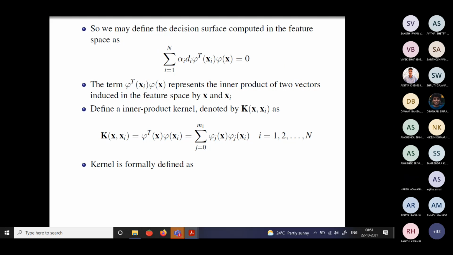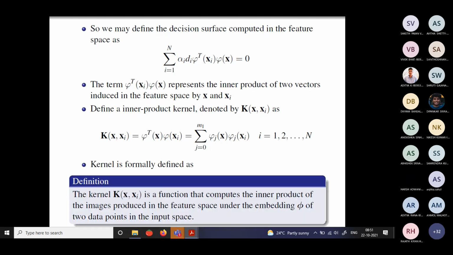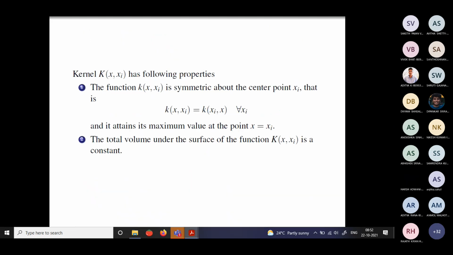Now kernel is formally defined as follows. A kernel is a function that computes the inner product of the images produced in the feature space under the embedding phi of two data points in the input space. Basically, it is nothing but the inner product of two images, that's all. And you define which kind of embedding, or function mapping, has been applied for those images.